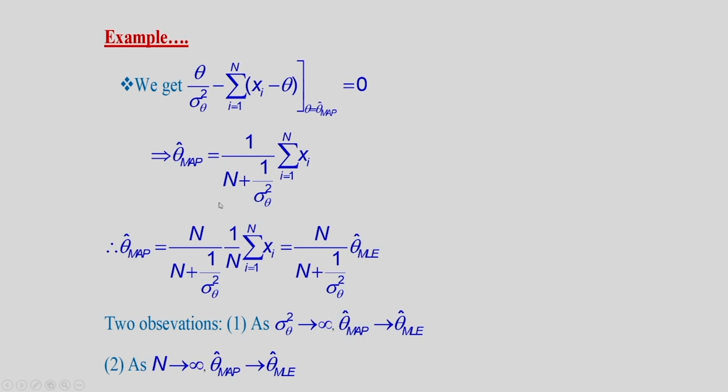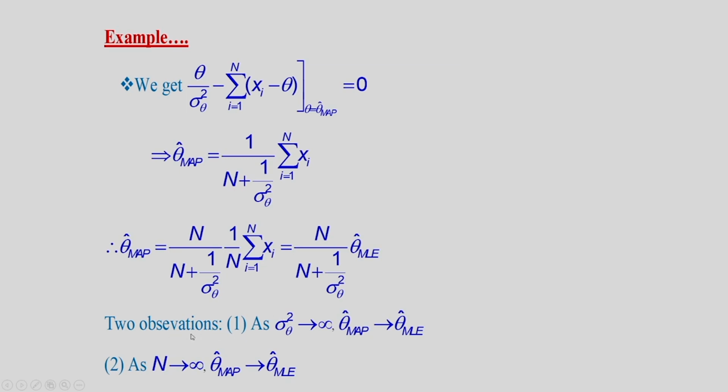And now we can manipulate this expression. If we divide by n and then multiply by n, we get n divided by (n plus 1 over sigma theta square) times 1 over n times the summation of xi, i going from 1 to n. Now this quantity is theta hat MLE. So theta hat MAP will be equal to n divided by (n plus 1 over sigma theta square) times theta hat MLE. It is a scaled version of theta hat MLE.